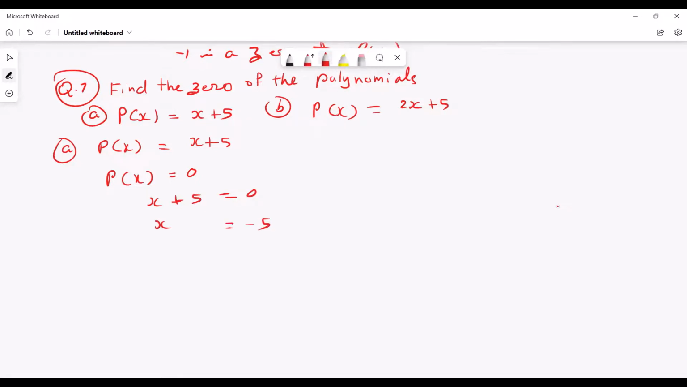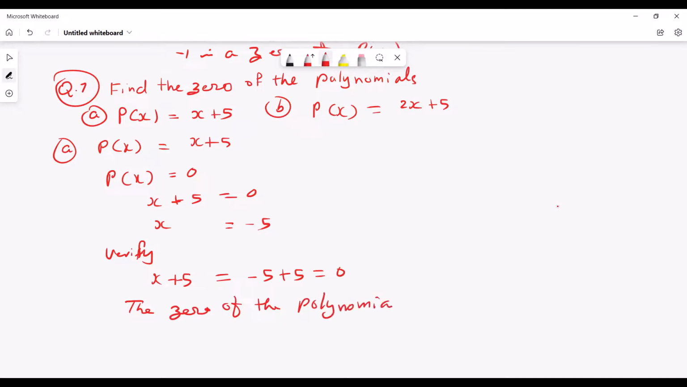Now just verify whether this is 0 or not. Instead of x, we are giving the value of minus 5. So x plus 5 is equal to minus 5 plus 5 equal to 0. So we can say the zero of the polynomial P of x is minus 5.